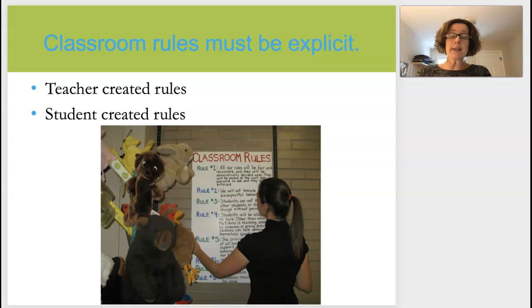Classroom rules must be explicit. They need to not be so many sub points, but they need to be overarching enough that there are not a bunch of loopholes, so that a kid can't say, well, I actually didn't do A and B, and the kid is actually right. So classroom rules need to be explicit.